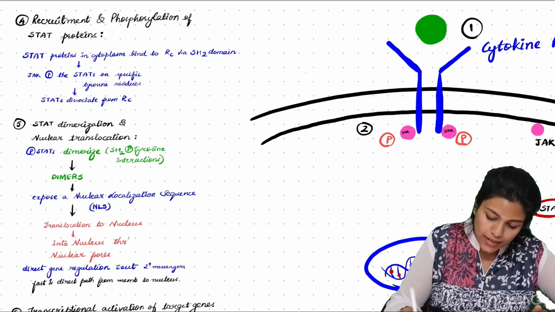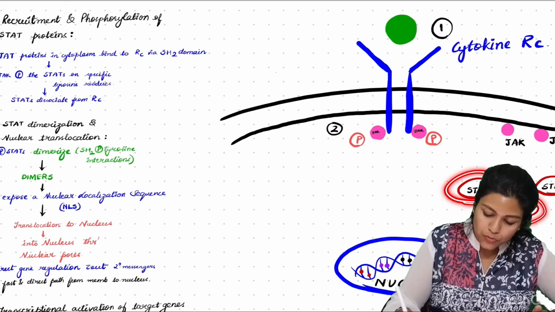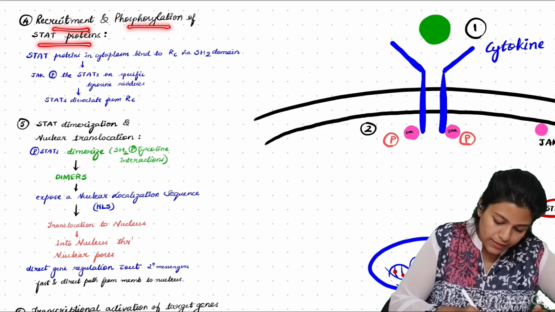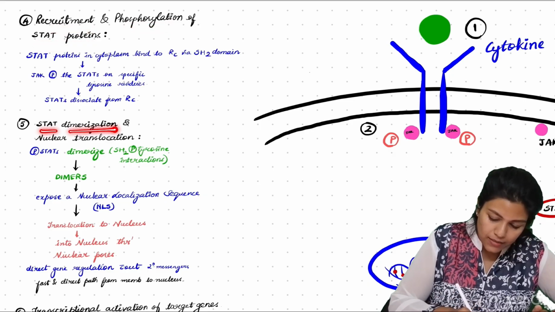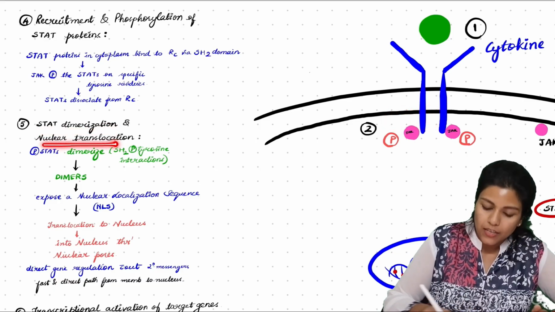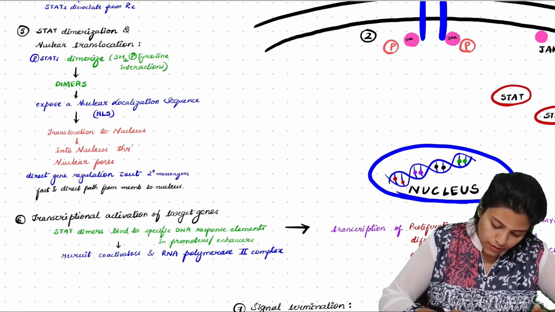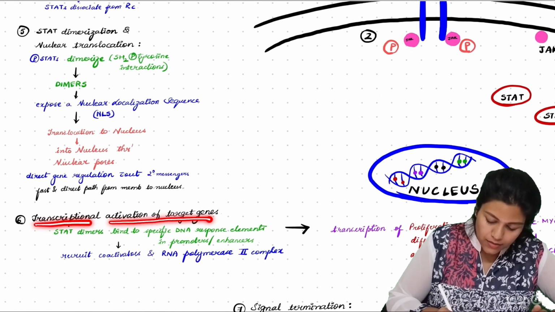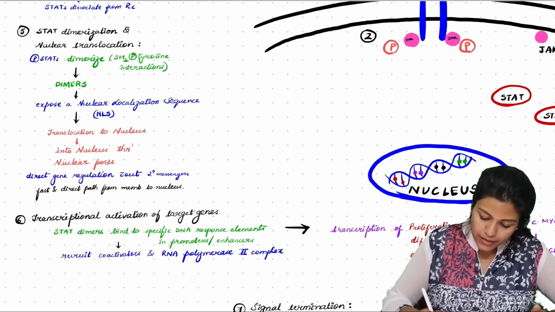After that, even the STAT proteins present in the cytoplasm also get recruited and phosphorylated. And then STAT dimerization: after activation, the STATs also form dimers. Then nuclear translocation: they are translocated towards the nucleus. Inside the nucleus, there is transcriptional activation of target genes.